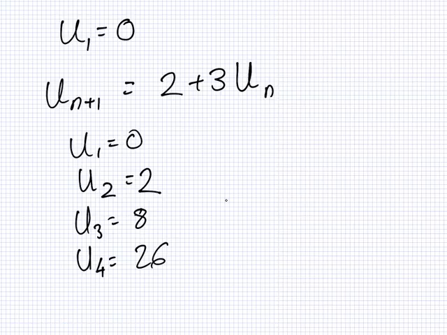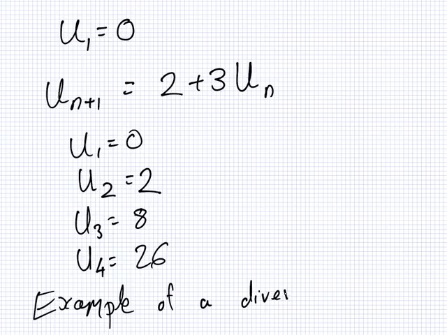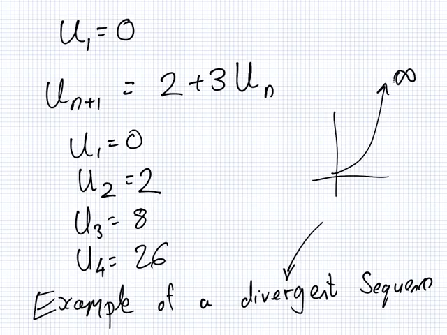Okay, this is an example of a divergent sequence. This word here means to increase to infinity. As you can see, the calculator stopped at 10 to the 100. Please note this word, because in the exam they sometimes ask you, what type of sequence is this? This one is divergent, for example.